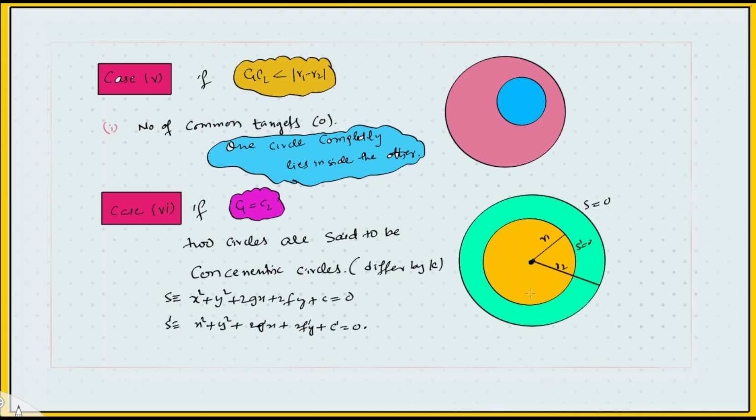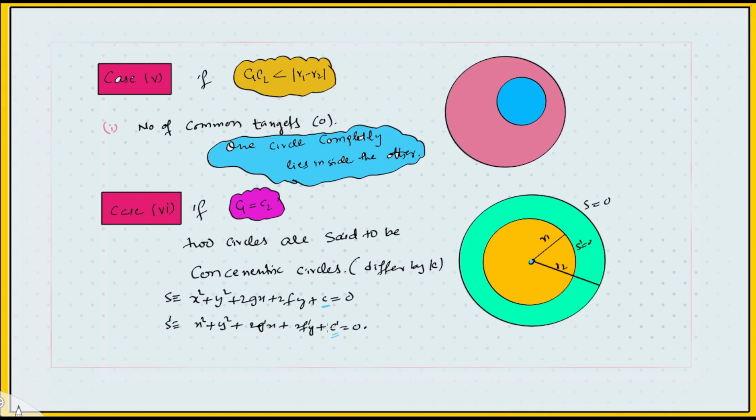See the diagram. Two circles are there. The first circle has radius R1, the second circle has radius R2, but both have the same center. Two circles are said to be concentric if they have the same center and different radii. So concentric circles differ by a constant. Let S be the circle x square plus y square plus 2gx plus 2fy plus c equals 0. Then any concentric circle is x square plus y square plus 2g dash x plus 2f dash y. We have to change the constant only. So in place of c, we can take some c dash or constant.